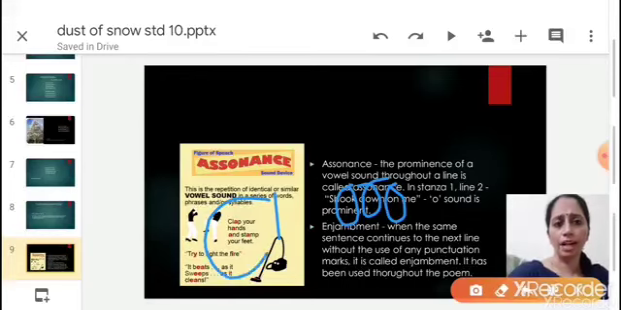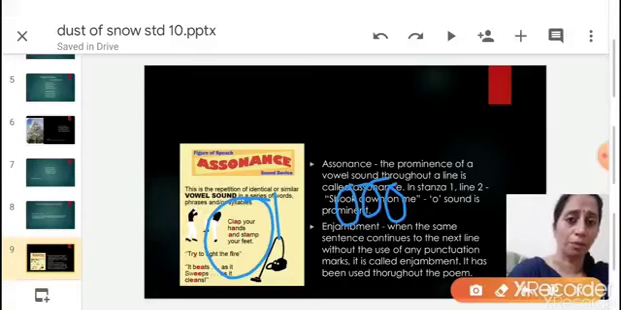Clap your hands and stamp your feet. In this sentence, the sound of A is getting repeated. A gets repeated in clap, hands, and stamp. These four words, the sound of A is getting repeated. That's the reason it is called assonance.